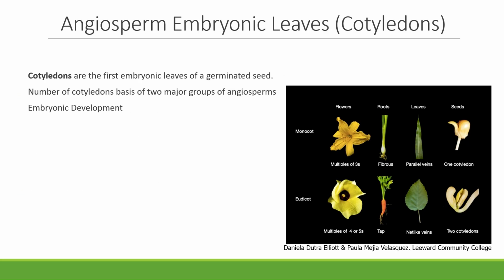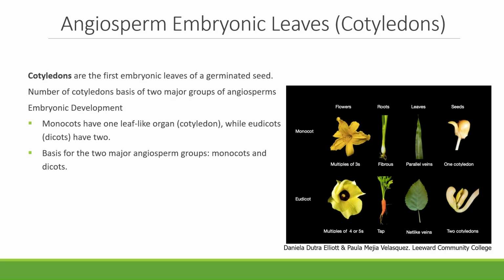Once the zygote and endosperm have formed, the embryo begins to develop inside the seed. The first embryonic leaves to appear on that embryo are called cotyledons. The number of cotyledons becomes the basis for dividing angiosperms into two major groups. Monocots have one cotyledon. Eudicots, often called dicots, have two. These cotyledons serve as the initial food transfer organs, moving nutrients from the endosperm, or even nutrients that are stored within these cotyledons themselves, to the growing shoot and root.